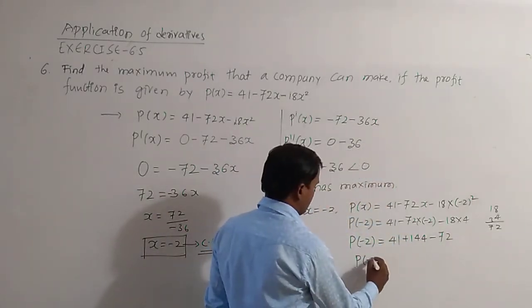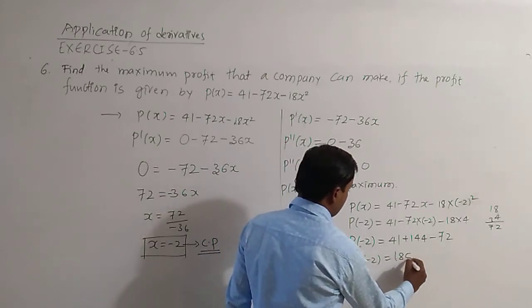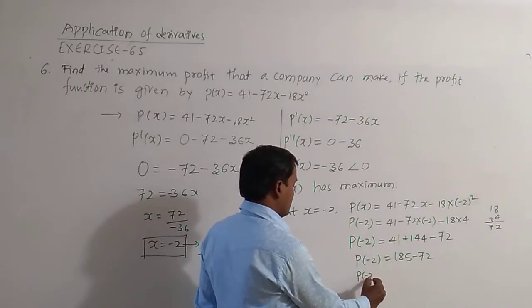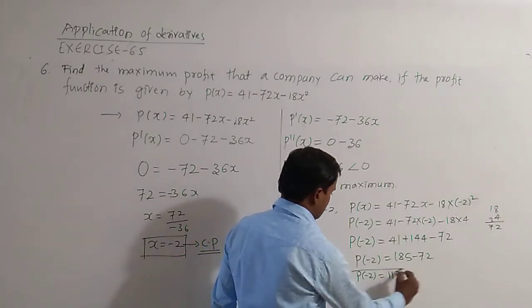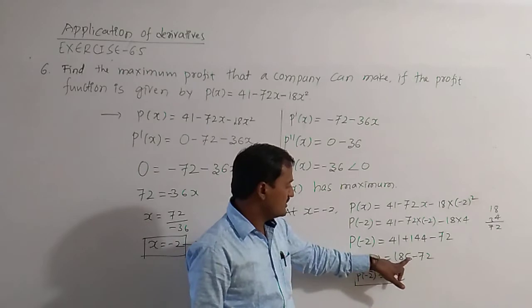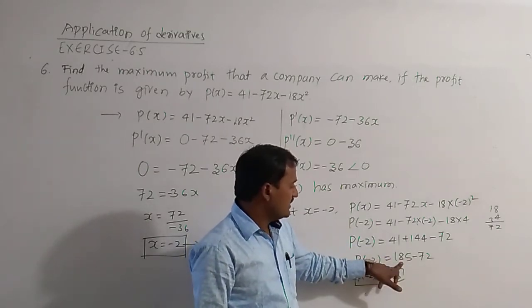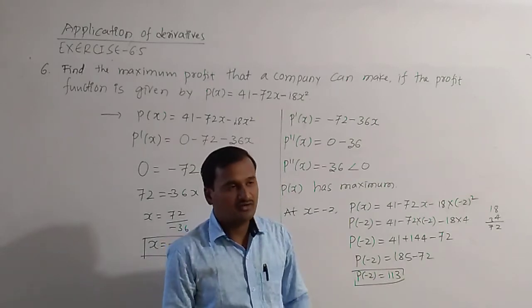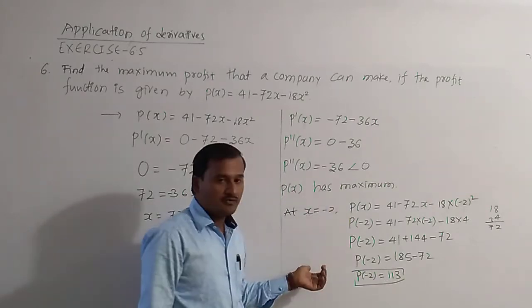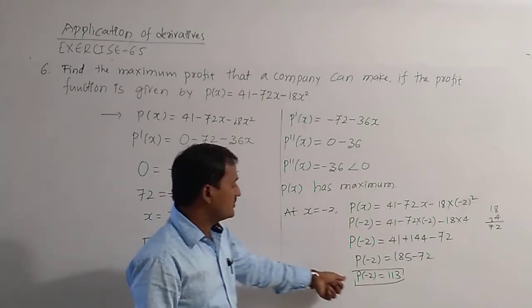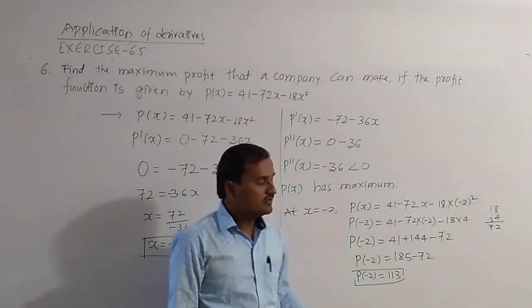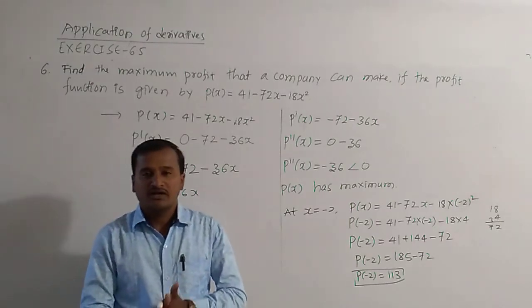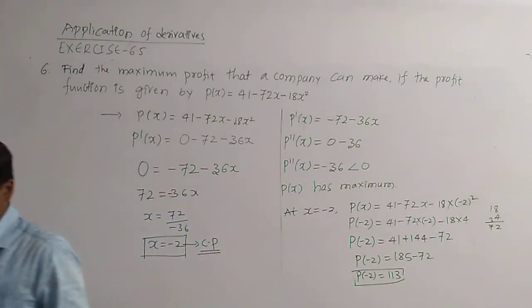So clearly P of minus 2 is equal to 185 minus 72. So therefore P of minus 2 is equal to 113. Right? So here 5 minus 2 is 3, 8 minus 7 is 1, and here it is 113. So it means that the maximum profit of this company is equal to 113. Now we found the maximum profit of this function by using the second derivative test.